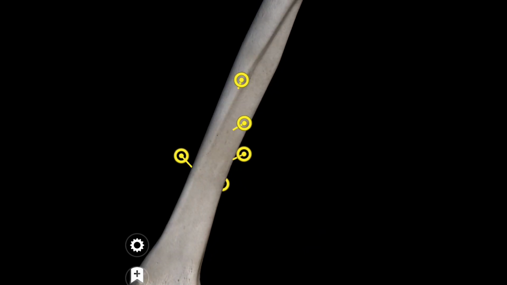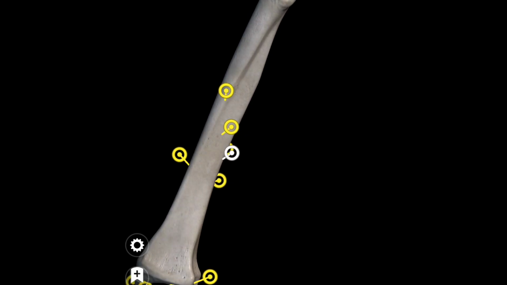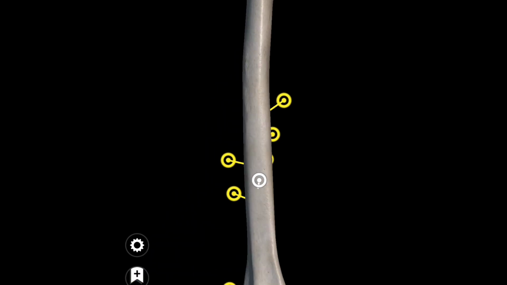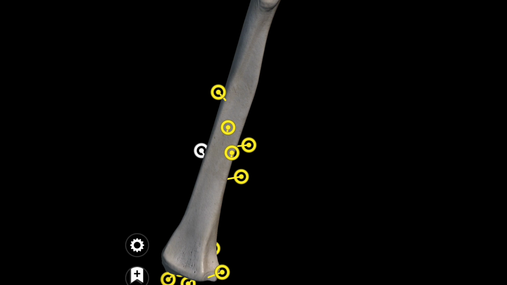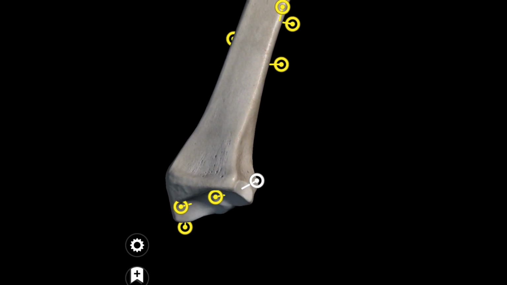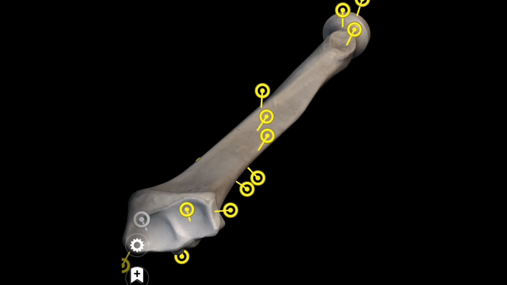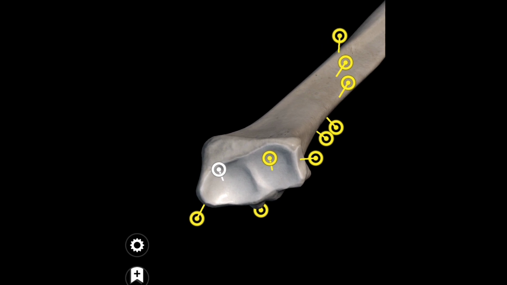So we have two borders, one the anterior, one the posterior, and one the interosseous. Now come here and you can see there is the lateral surface and there is the posterior surface. Now you can see here there is the ulnar notch, and below the ulnar notch there is the carpal articular surface, and there is the scaphoid surface.